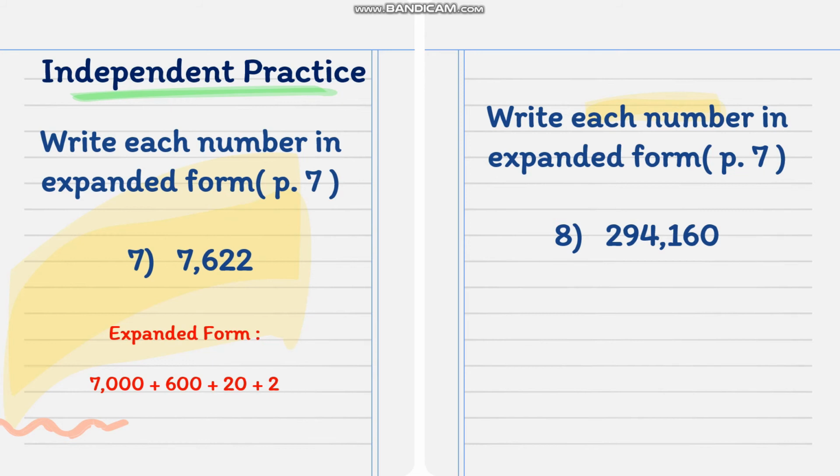Write each number in expanded form. Okay, so let's find out the place value.